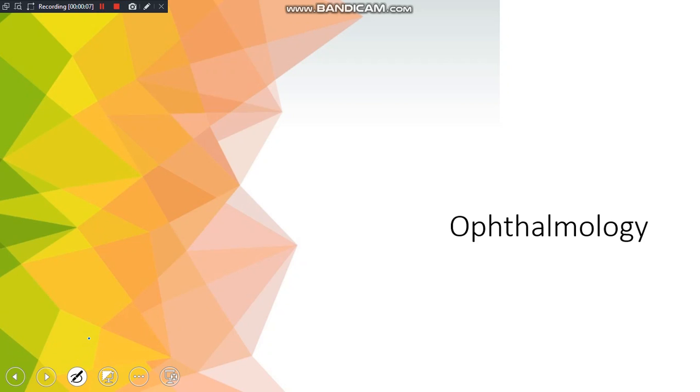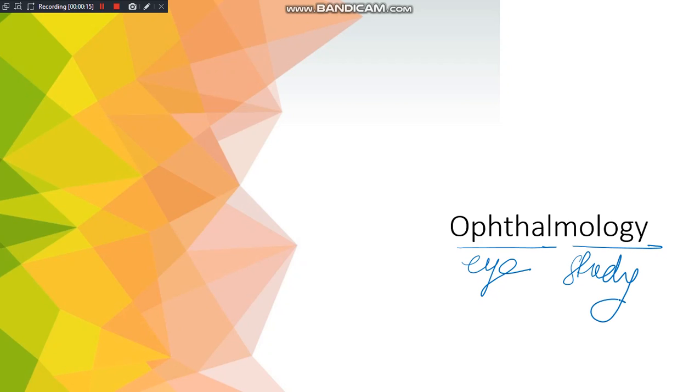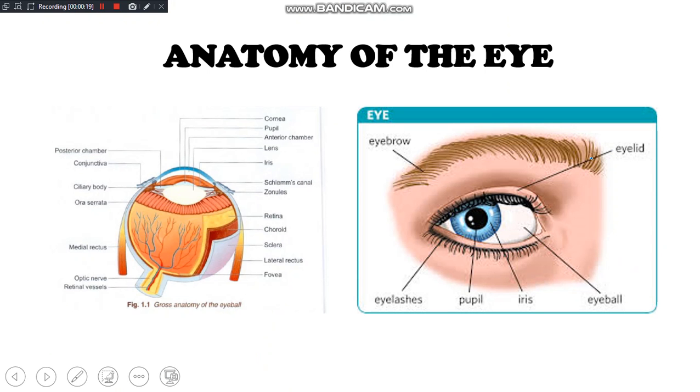So what does ophthalmology stand for? Ophtha means eye and logy, as you all know, means to study. So ophthalmology is the study of the eye and its related structures. Talking firstly about the anatomy of the eye.